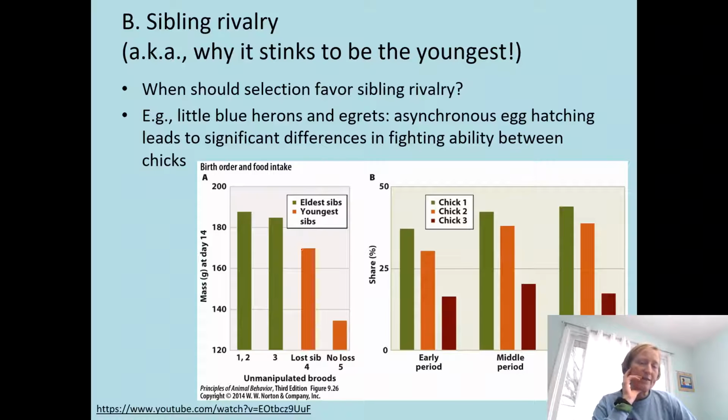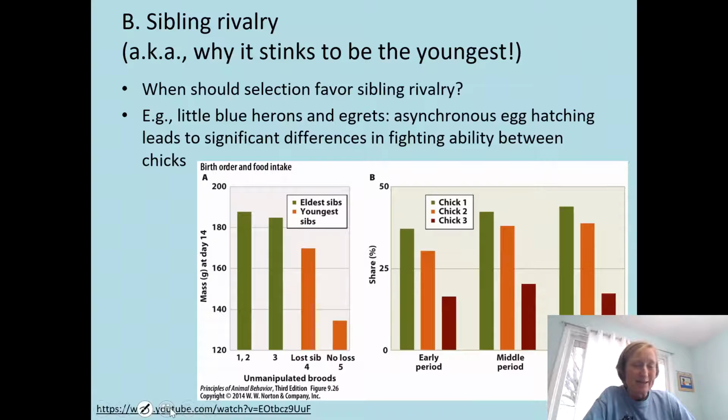For example, the youngest siblings have much lower weights than the older siblings because the older siblings are able to fight for more food, right? The same is true in egrets. We get kind of the same thing here. We're looking at the percent of food that they get to eat. Well, the first couple of chicks get most of the food. The last chick, number 3, is in rough shape.